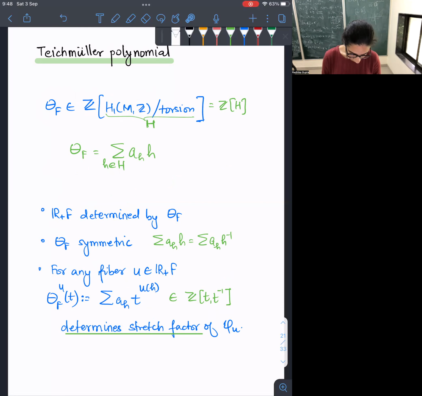And again, the most important thing for us is that for any fibered cohomology or any primitive integral cohomology class in that big cone, if I look at the specialization, I get a Laurent polynomial. And the highest root of that Laurent polynomial turns out to be the stretch factor of the pseudo-Anosov homeomorphism corresponding to that cohomology class. So again, I have this polynomial, which gives me the geometric stretch factor for every fibered cohomology class.